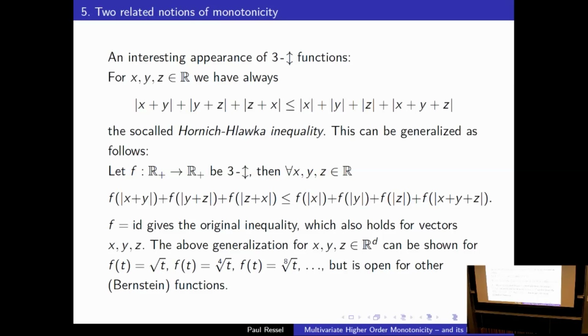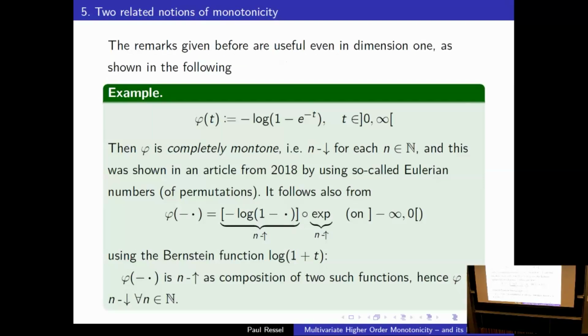for the 8th root, and so on, but it is really open for any other Bernstein function. I mean, instead of just 3-alternating, you can take Bernstein functions. You would expect it, for example, for the logarithm, but there's no way. First, I thought one should easily come from these roots to the logarithm. It's unfortunately not true. And just here, a nice example.